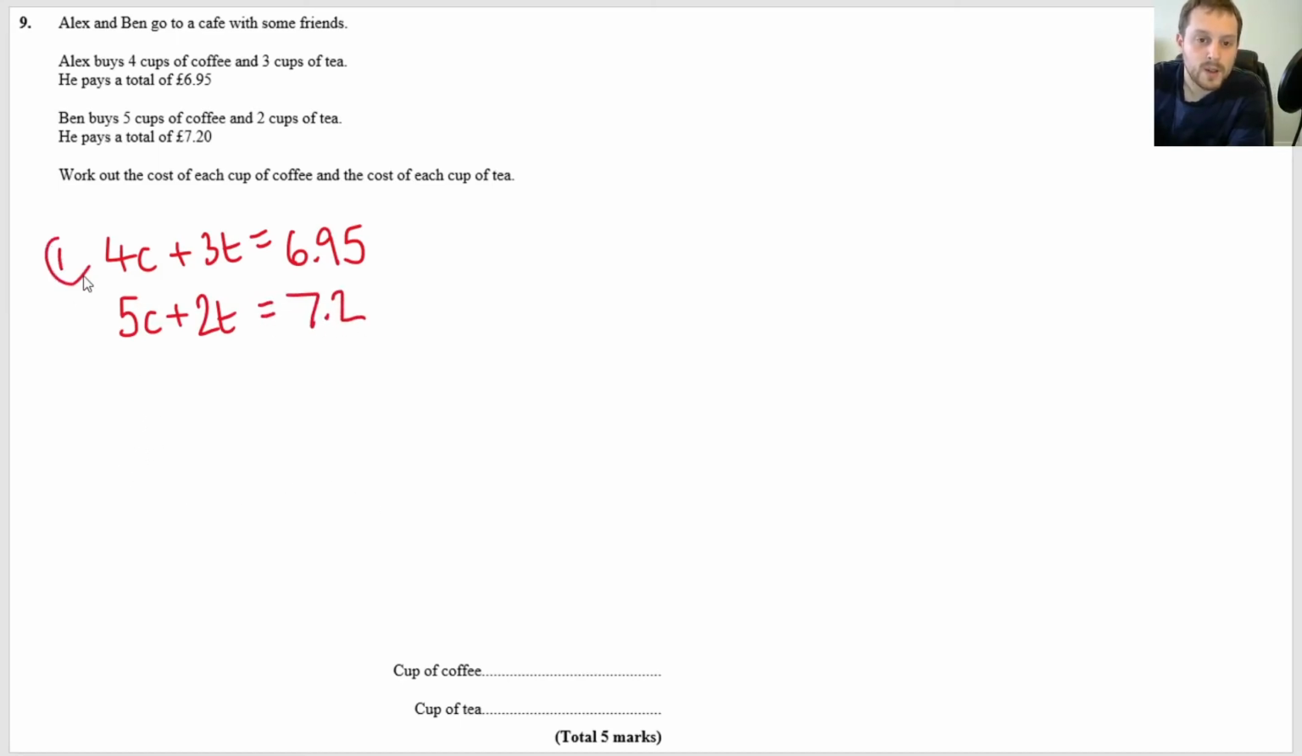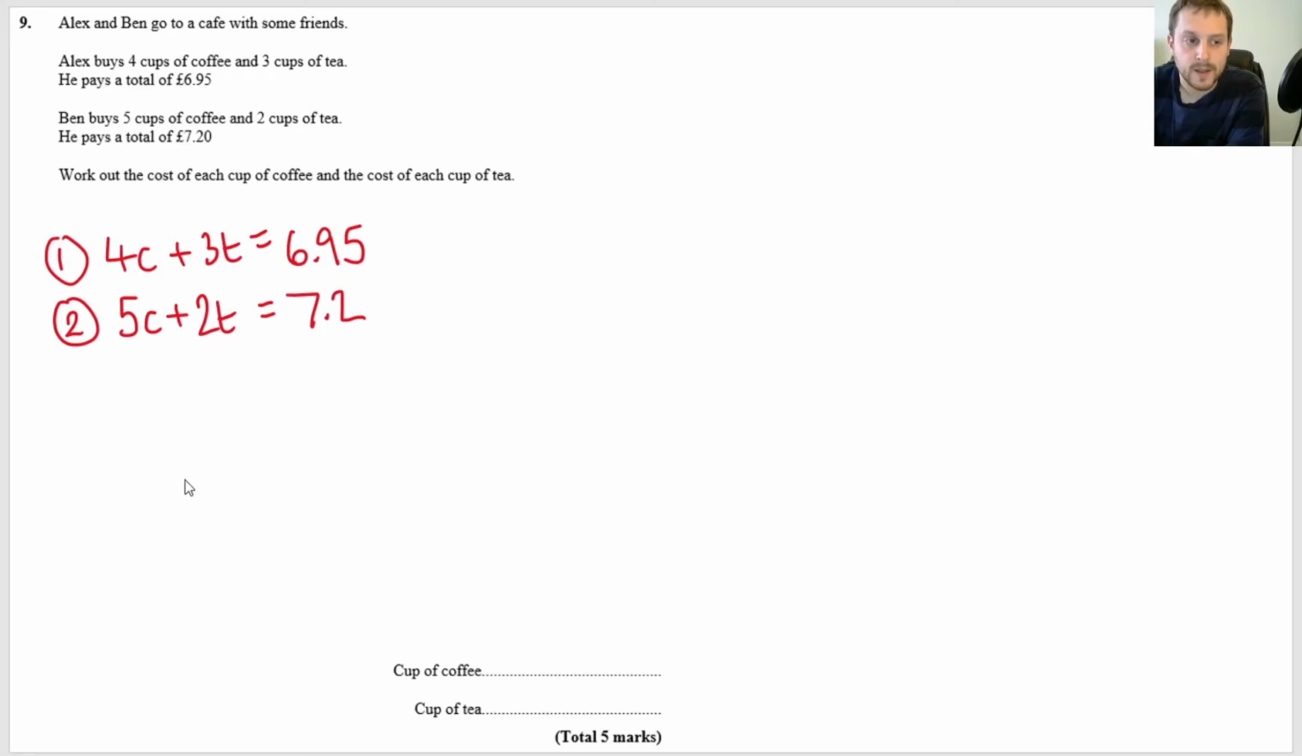And then the way you solve these is you want to make the number in front of either the c or the number in front of the t be the same. And then you'll subtract. If one was a plus and one was a minus, then you would add, and again that would eliminate them.